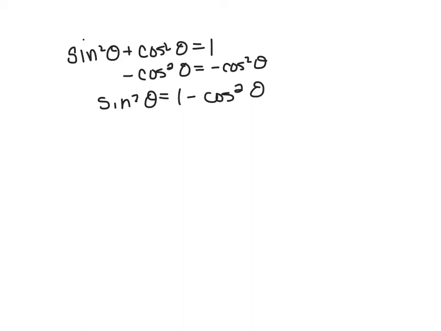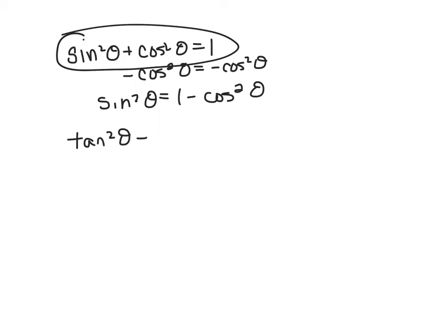And then we could take that original one, if you divide it by cosine squared, you get tangent squared plus 1 equals secant squared. And then we can rearrange that. So if I subtract 1 here, say, I could get what tangent squared is equal to. So there's a whole bunch of them that you can do.